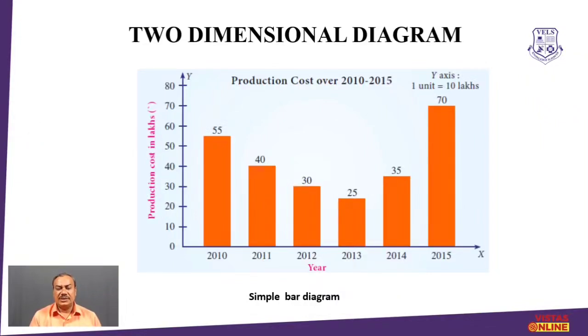So in this example, here is a simple bar diagram and the relevant example given. I am showing a simple bar diagram example. Here 2010 to 2015 data is given and the respective production cost in lakhs is represented. For this data we can draw the simple bar diagram. For each year, a single bar is available.